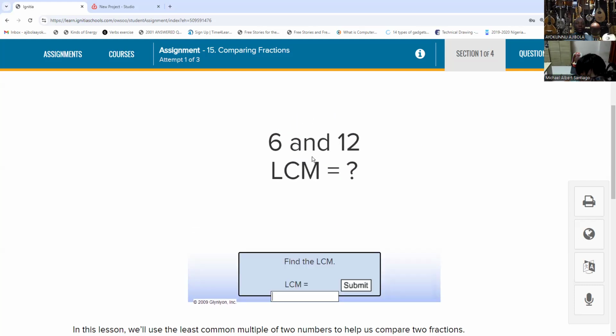The least common multiple of 6 and 12. What are the multiples of 6? That is 6, 12, 18. What are the multiples of 12? That is 12, 24, and so on. So 12 is the least common multiple because 12 is a multiple of 6. Okay?